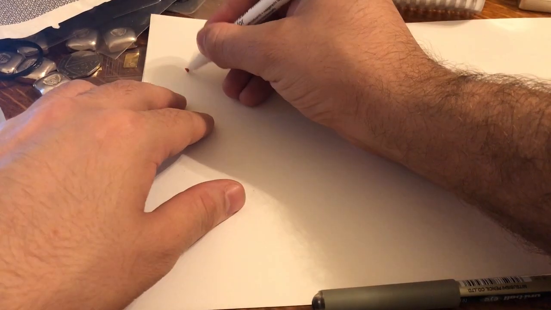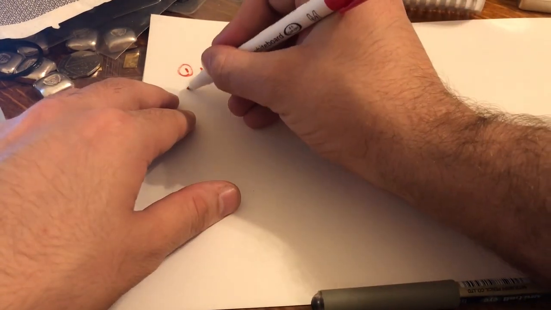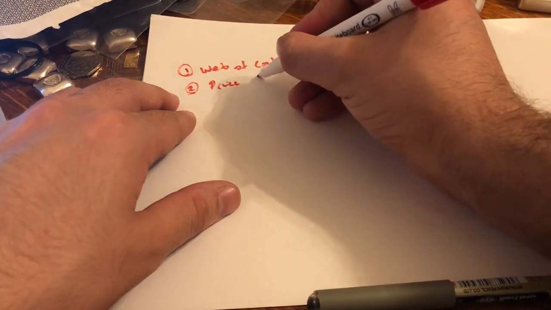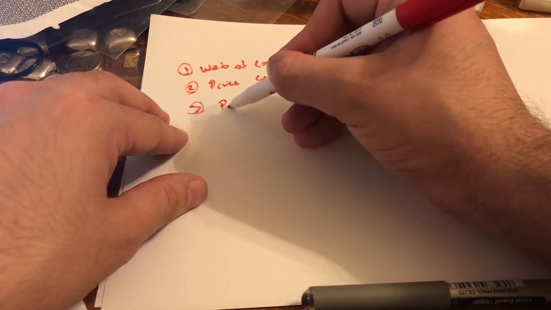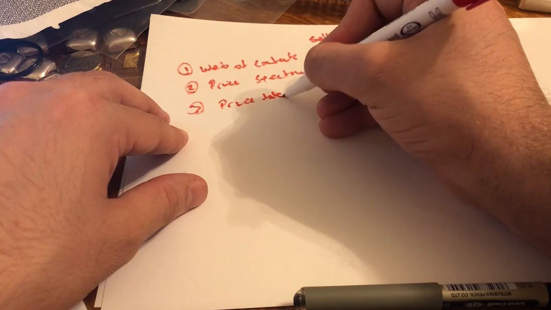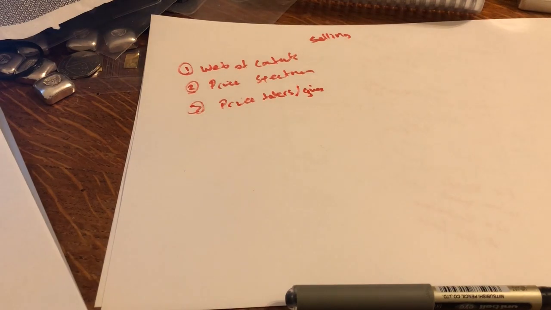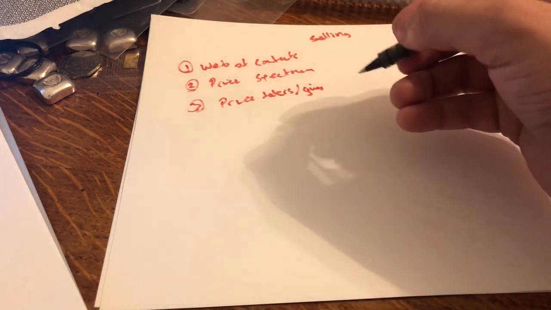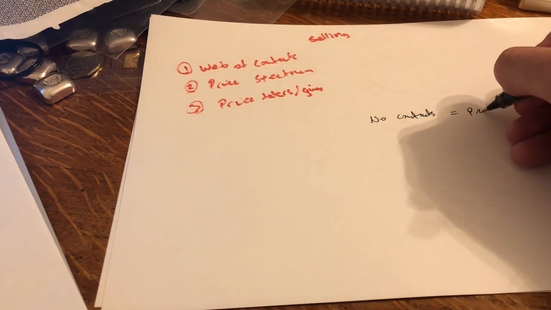So one, you've got your web of contacts. Two, the price spectrum. Three, price givers versus price takers. Takers, givers. Now, the amount of contacts you have determines whether you will be a price giver or a price taker. So if you have little to no contacts, you will always be a price taker. So no contacts equals price taker.